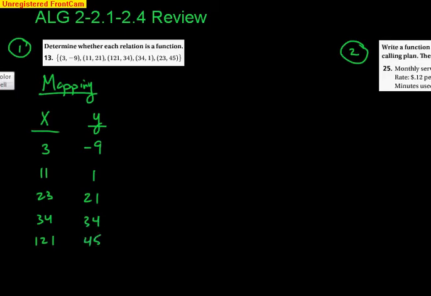And now a mapping diagram is where you draw arrows from one x to the y that it corresponds with. So 3 goes directly to negative 9. 11 goes all the way to 21, so not straight across, down. 121 goes with the 34. 34 goes with the 1. And the 23 goes with the 45. And that's a mapping diagram.